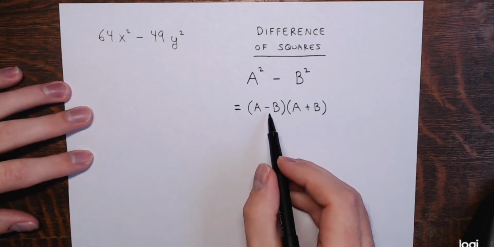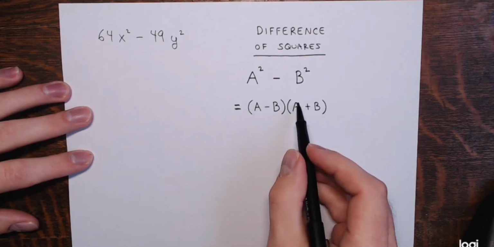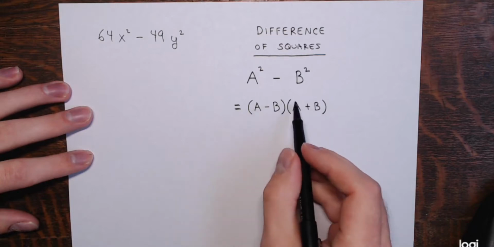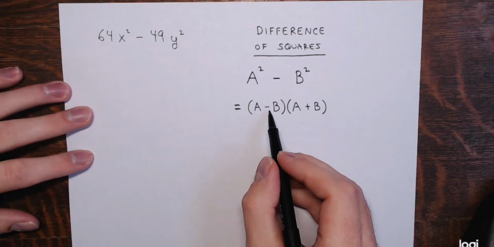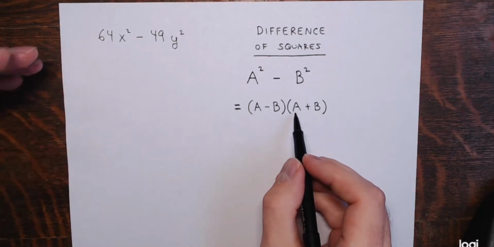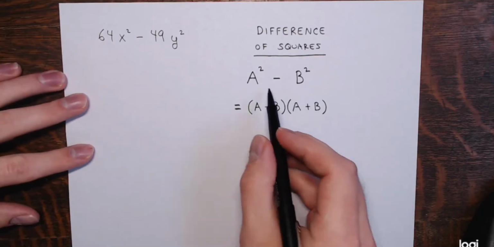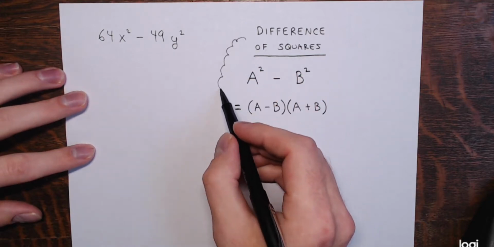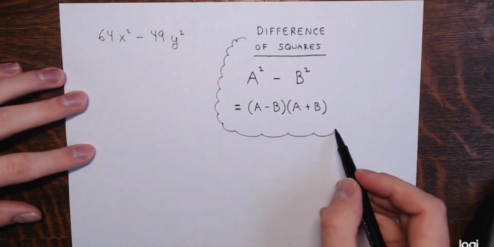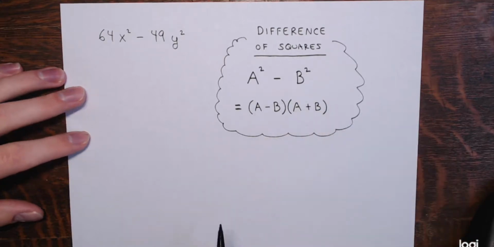And you can verify this by distributing the a, and you'd get a squared plus ab, and then distribute the negative b, you'd have minus ab, so the ab's would cancel, and then you have minus b squared. You'd end up with just a squared minus b squared. So this is what we're asked to use for problems in this objective right here.